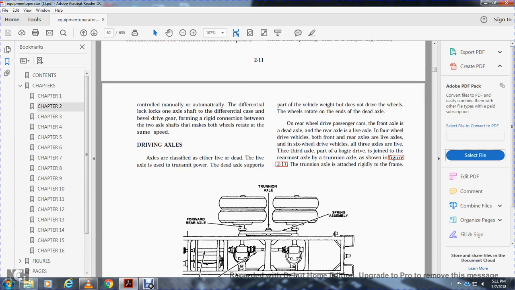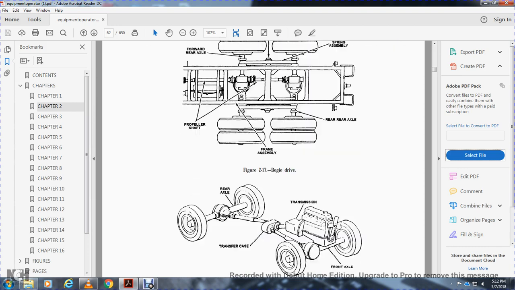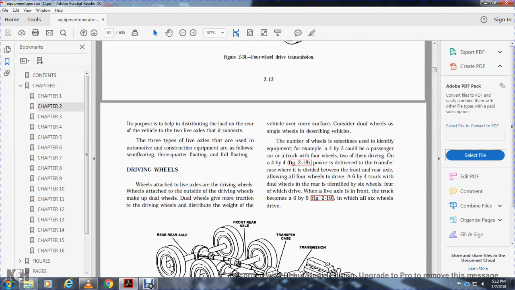To both front and rear axles are live axles. Six-wheel drive vehicle, all three axles are live. Three axle with the bogie drive with the joint with the free mode for the axle with the trunnion, shown in figure 217. The trunnion axle is attached rigidly to the frame. Figure 217 shows the frame assembly, the propeller shaft, the rear assembly, the spring assembly, the trunnion axle, and the forward rear axle. Figure 218 shows the four-wheel drive transmission, rear axle, transfer case, transmission, front axle.